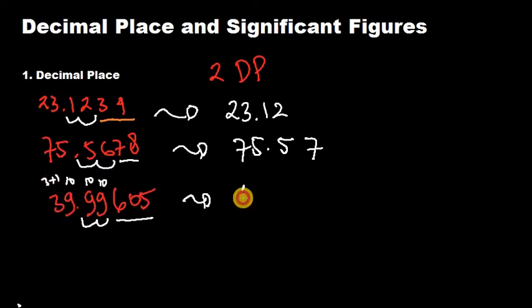So we will end up with 4, and this one, 10, means 0, so we get 40.00.